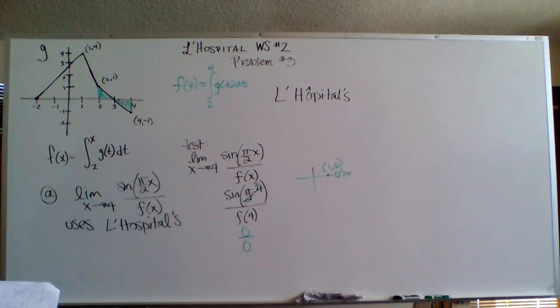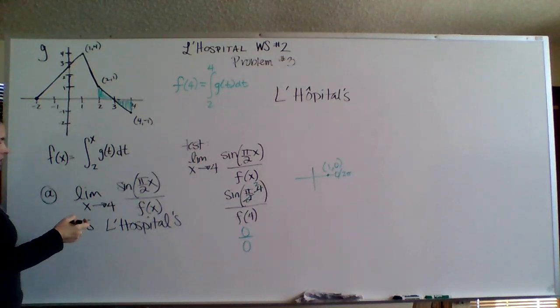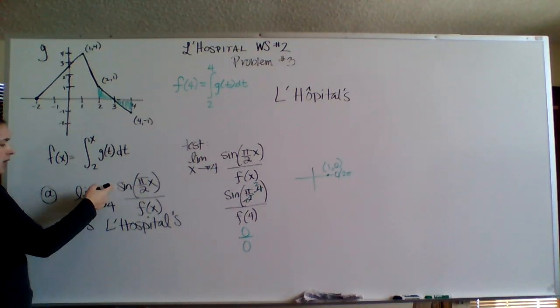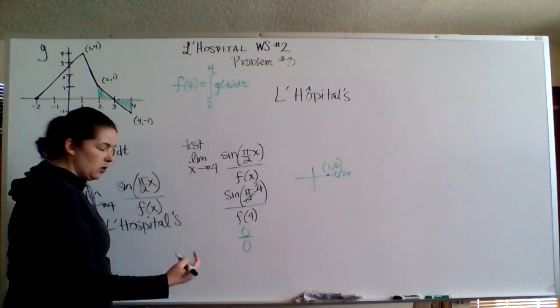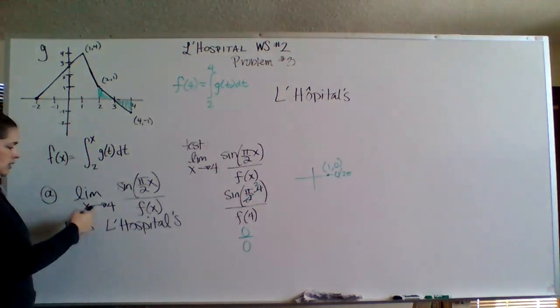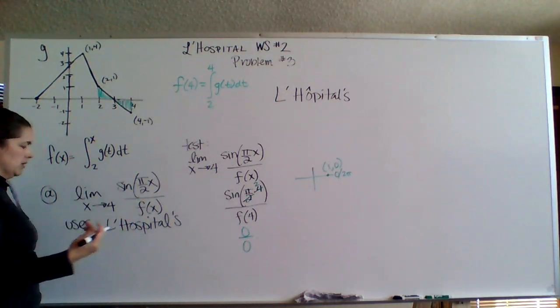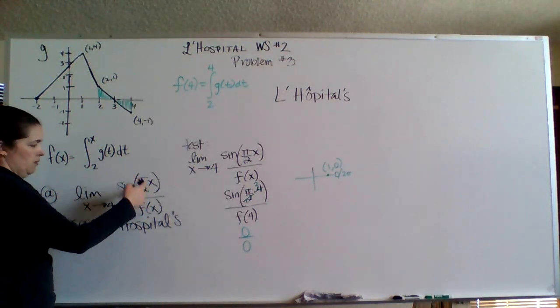So if we're going to use L'Hopital's rule, then we want to take the derivative of the top, take the derivative of the bottom, because this is one of our 3 different indeterminate options where L'Hopital's is going to work. And the limit as x approaches 4 of this original problem should be the same thing as the limit as x approaches 4 of the derivative of each part.